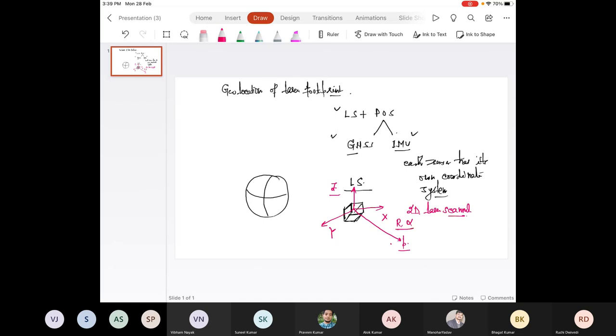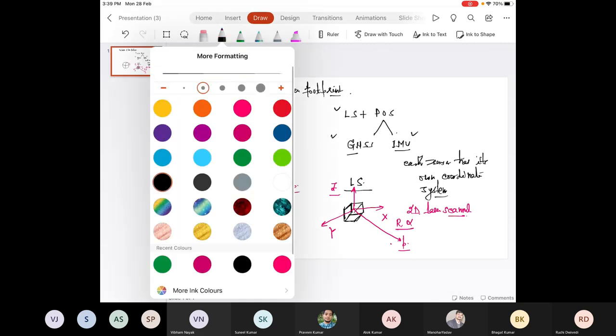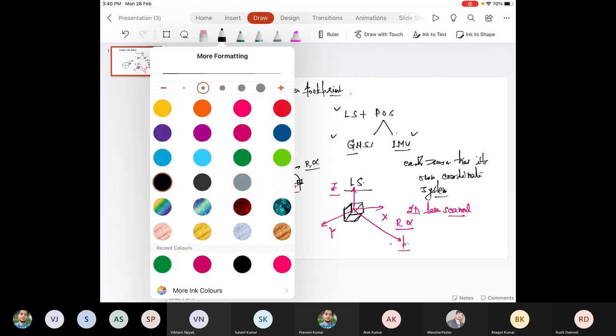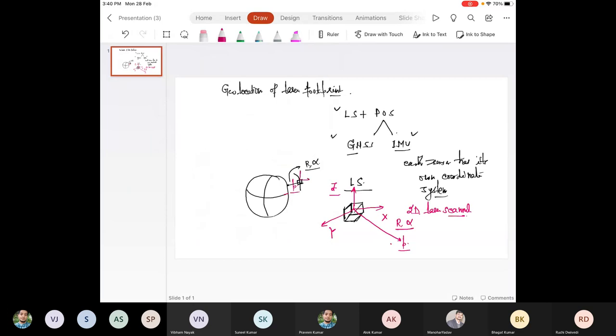alpha. Fine. In geolocation of laser footprint, let's say somewhere on the surface of the Earth, we have this target point P. Okay. Just like in airborne laser scanning, the aim is to measure the coordinates of this point. Somewhere here we have a laser scanner unit. So this range as well as alpha is recorded in the laser scanner coordinate system. Somewhere here we have defined the laser scanner coordinate system.